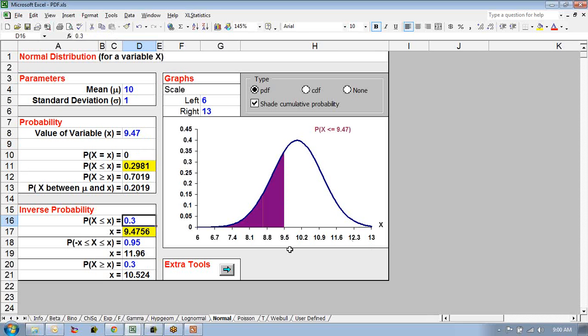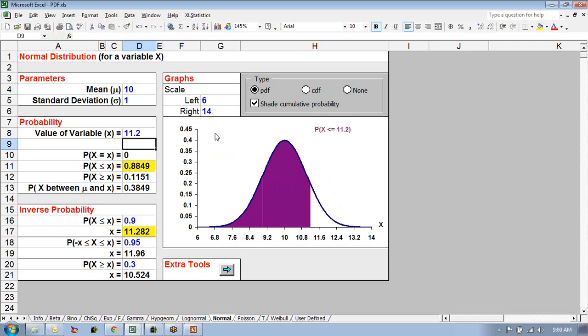If we wanted to see, well, what if we wanted to give a 90% guarantee? 90% of the time we will deliver less than X. What would that number be? Well, all we'd have to do is type in 0.9, and it says 11.2 days. Again, let's see if that's right. 11.2 days, and there it is. It says 90% of the time will be within that. How about 95?